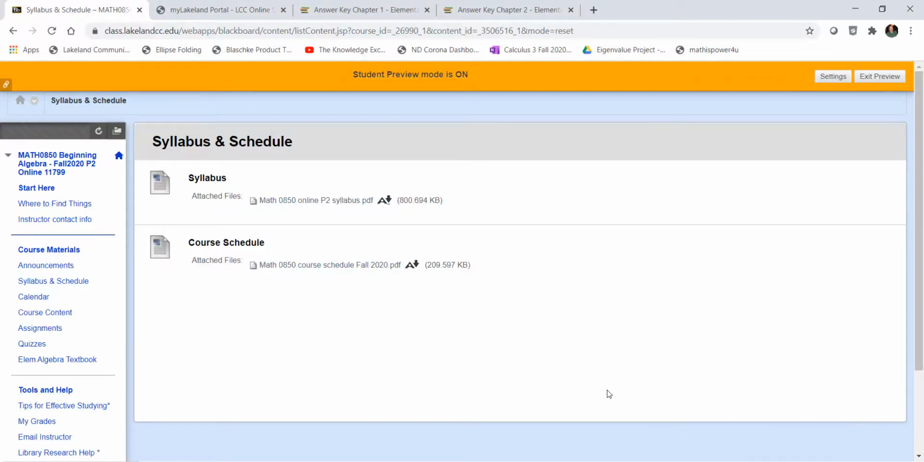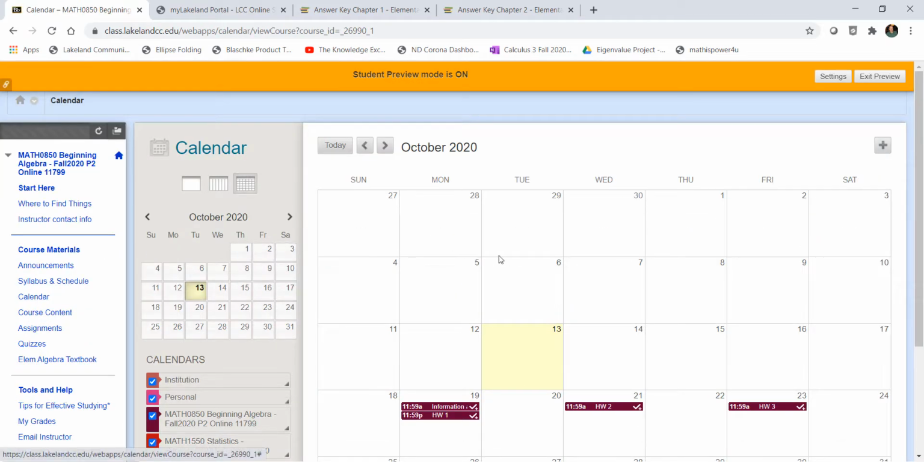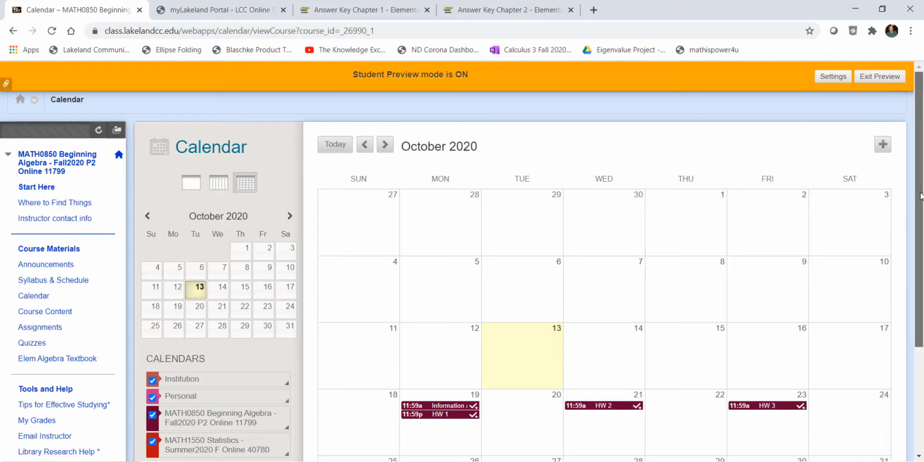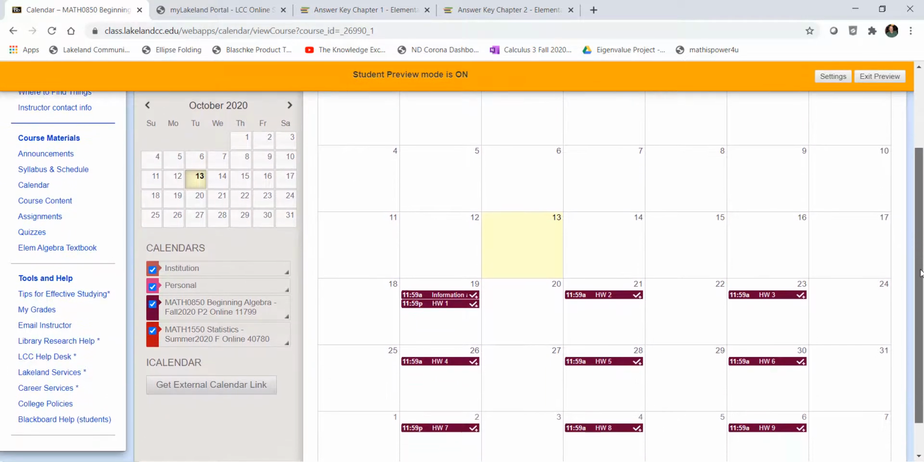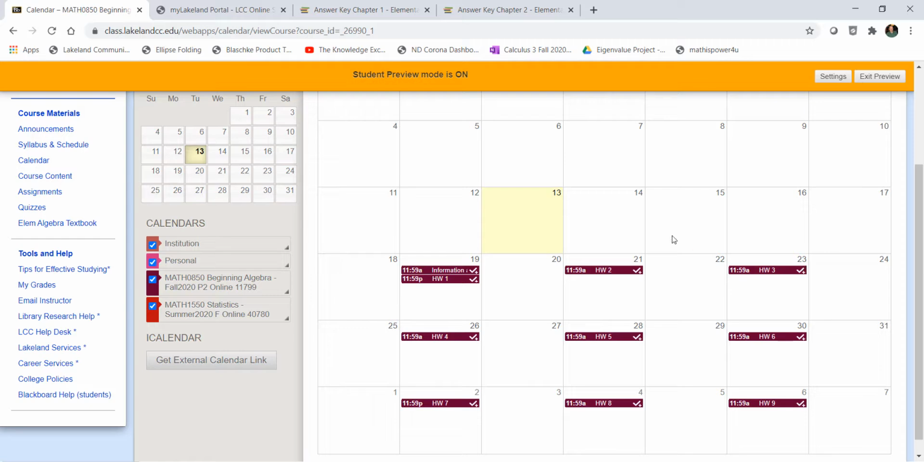So back to Blackboard for a minute. We've talked about the syllabus and the course schedule. The next button here is the calendar. This is a nice feature because it shows you what is coming up, what is due when. So today's the 13th. Your first 2 things are due on the 19th. That's the first day, that's next Monday.